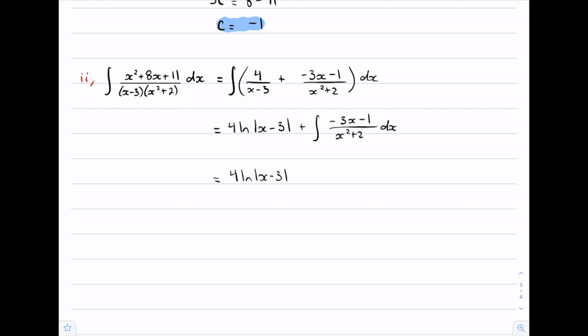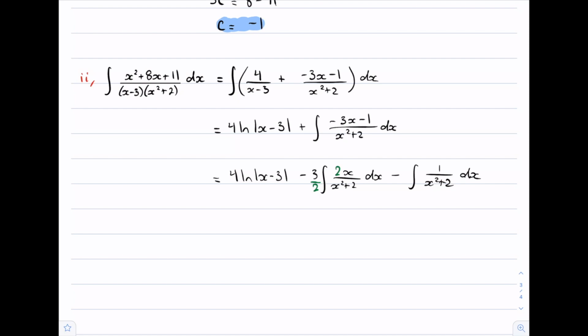And now I want to split up my numerator. So I'm going to write this as minus 3 the integral of x over x squared plus 2 dx, minus the integral of 1 over x squared plus 2 dx. Now with my first integral, I can see that this is almost in the form of a log. All I'm missing is a factor of 2 on top. So I can multiply by 2, but of course I need to divide by 2 as well to compensate. So overall I haven't changed anything, but now I can see that this is in the form of a log, so I'll be able to integrate that.